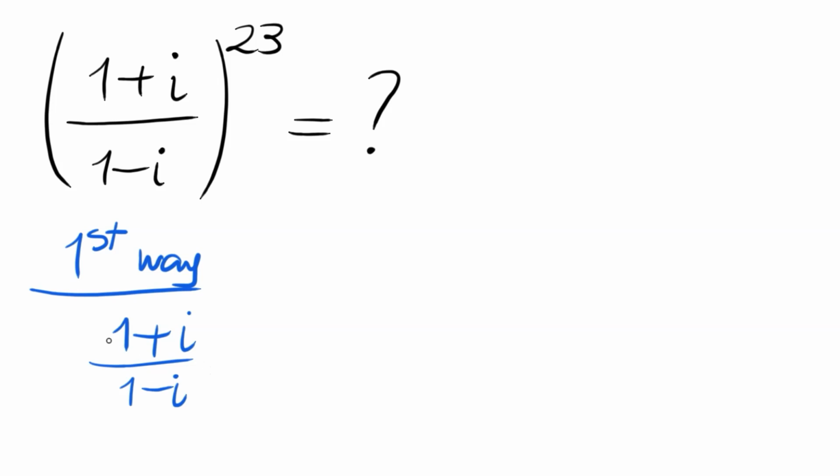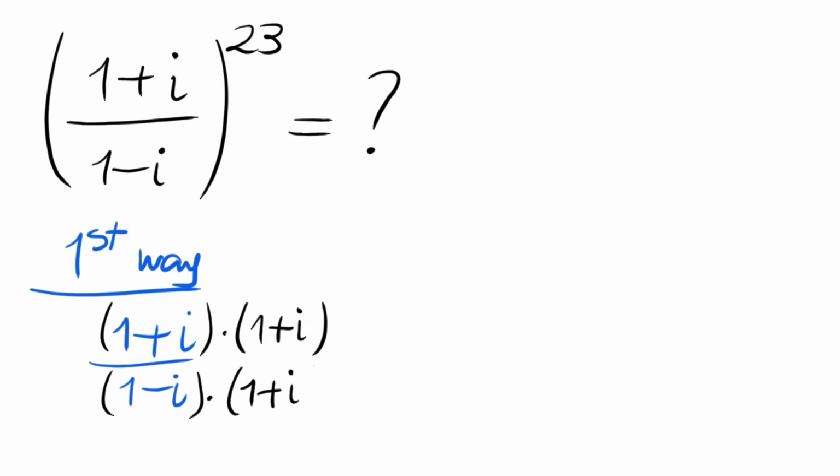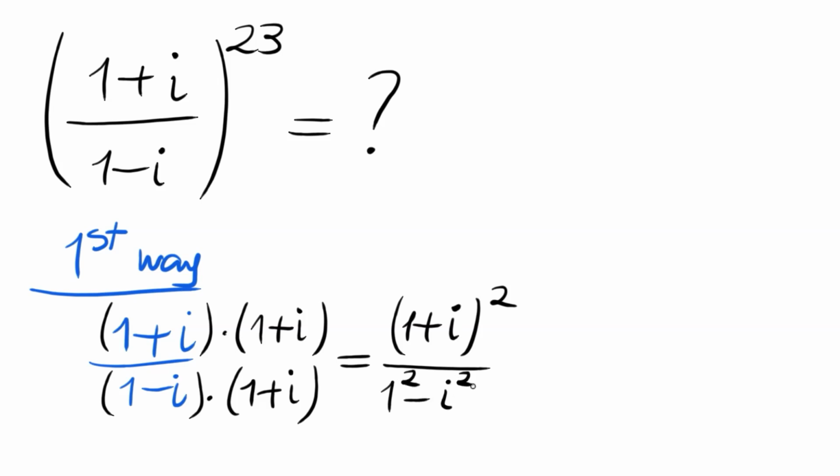To divide a complex number by the other one, we can multiply by the complex conjugate of the denominator. Let's try to do this. The complex conjugate of 1 − i is equal to 1 + i. Now in the numerator we have (1 + i) all squared, and the denominator becomes the difference of two squares. This is 1 squared minus i squared.